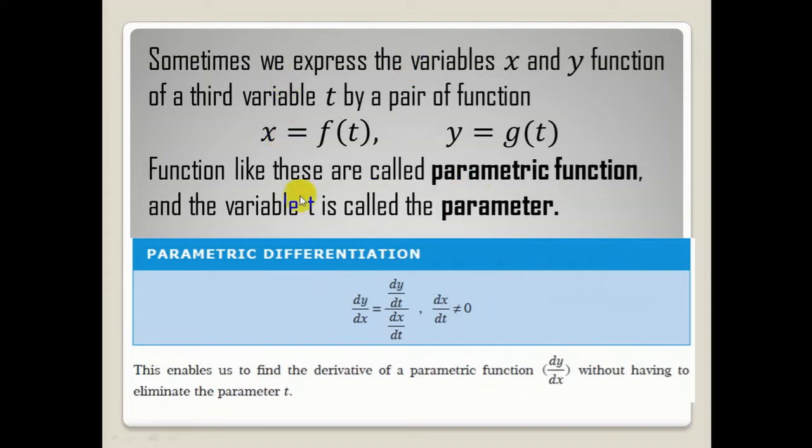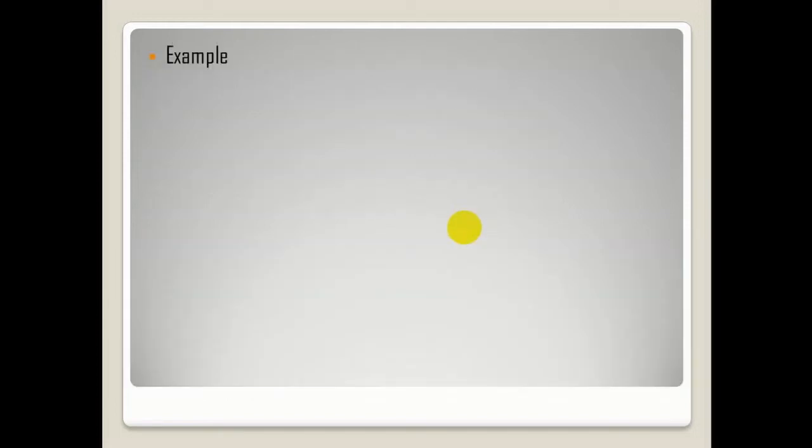So if they just have two variables, it's still an implicit function. Remember, if they just have two variables, it's called an implicit function. If they have a third, it's called a parametric function. If they have one variable, it's called an explicit function. You should remember these three things. Okay, example.